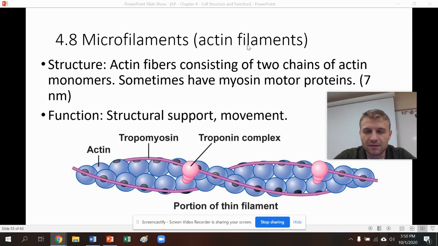One of the types of cytoskeletal structures is called microfilaments. They're also called actin filaments from time to time. But these are just 2 chains of actin monomers. We talked about monomers and polymers. You can see here the actin on the diagram. When you put them together in the 2-chain fashion, it becomes a microfilament. We're going to see myosin and other motor proteins walk along these. Again, these are used more for structural support, but they're also used for moving things around.